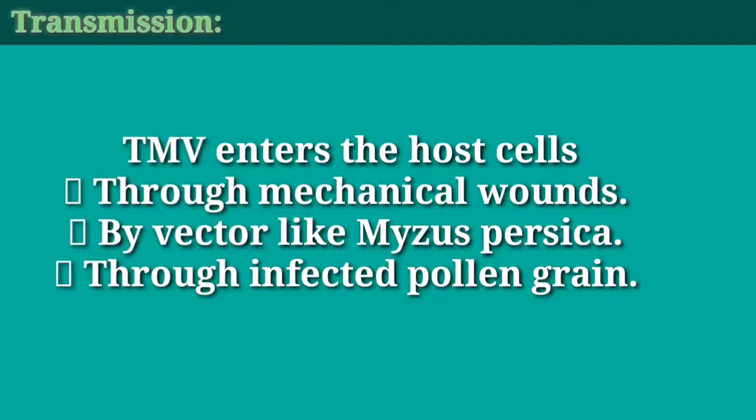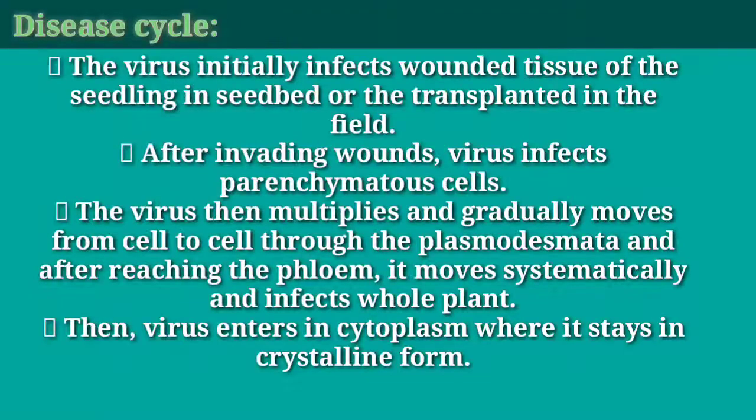Transmission. TMV enters the host cells through mechanical wounds, by vectors like Myzus persicae, and through infected pollen grain. Disease cycle. The virus initially infects wounded tissue of the seedling in the seedbed or the transplanted seedling in the field. After invading wounds, the virus infects parenchymatous cells. The virus then multiplies and gradually moves from cell to cell through the plasmodesmata, and after reaching the phloem, it moves systemically and infects the whole plant. Then the virus enters the cytoplasm, where it stays in crystalline form.